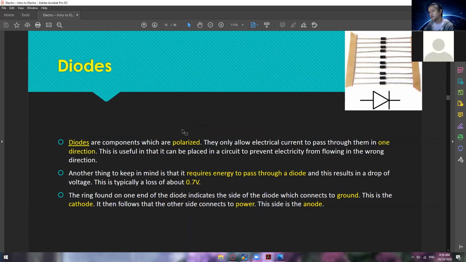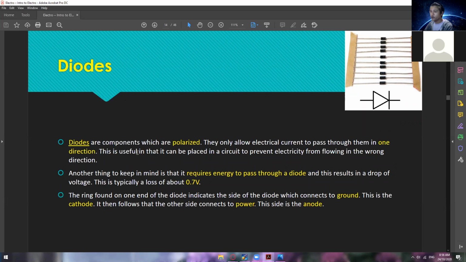So what are diodes? Diodes are components which are polarized. The same as the electrolytic capacitor, it also has a polarity that you have to follow, or else it will not allow electricity. They only allow electrical current to pass through them in one direction. If you have a polarity of, say, clockwise, it will not work. You should only have counterclockwise, or vice versa, depending on the polarity of that diode.